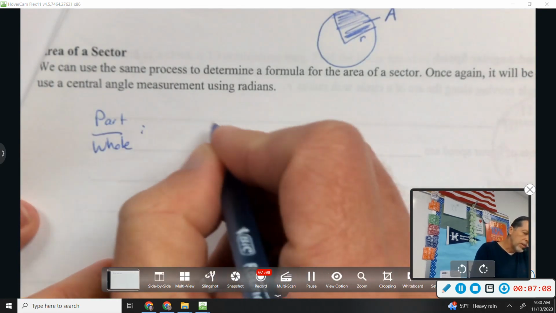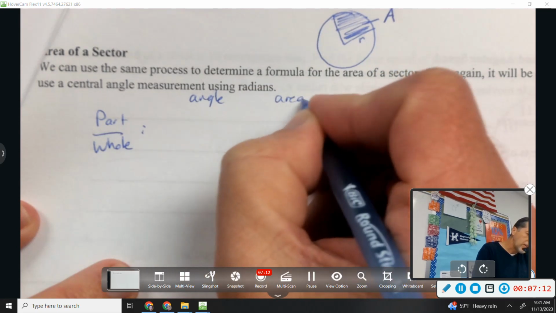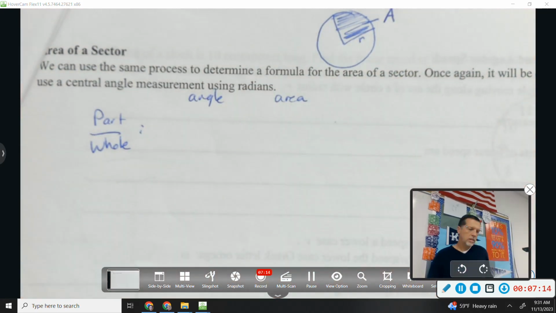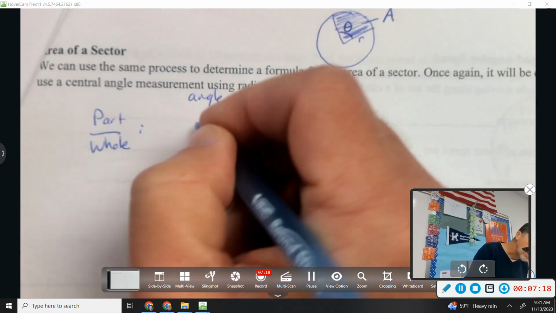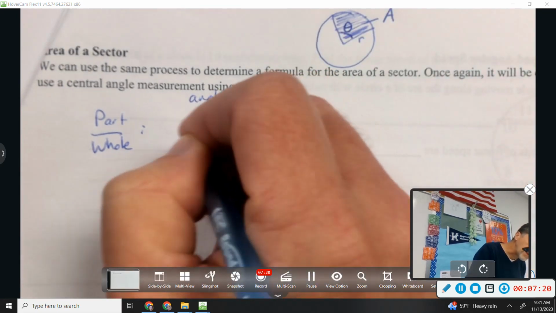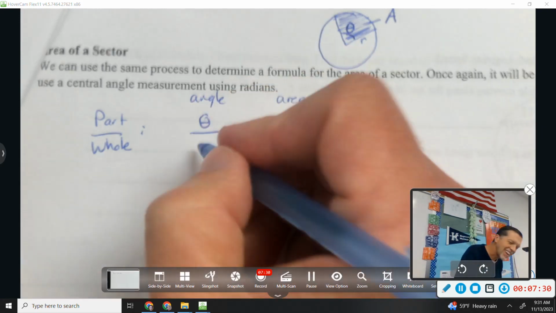So, and we'll do angles and areas. The part of the angle is theta, right? That's the part we're looking for. What's the whole angle? If I go all the way around the circle, in radians, 360 is 2 pi.